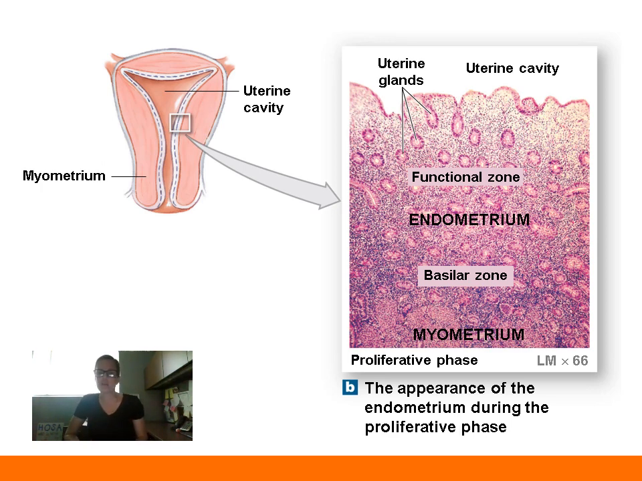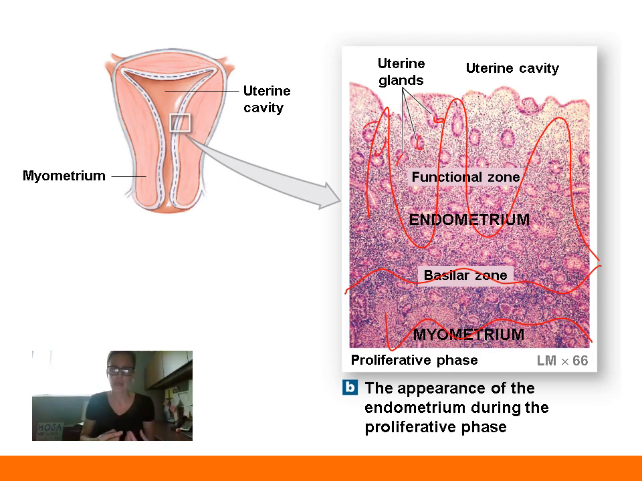This is what the uterus looks like during the proliferative phase. So there are lots of uterine glands that are multiplying in a nice solid functional zone. So you see, this is the myometrium, we have this little basilar zone, and then this is the functional zone. Again, thickening, developing, there's a lot of uterine glands that are producing mucus for the mucosa, and the endometrium is thickening.